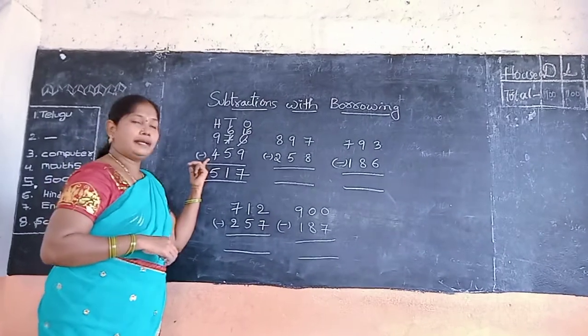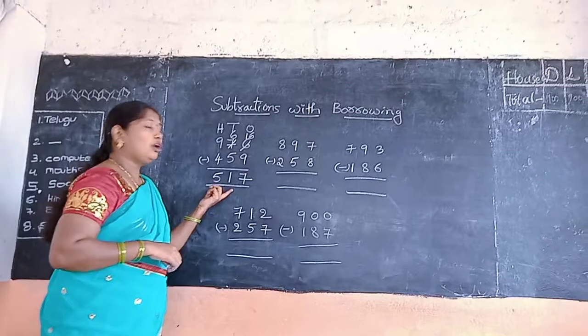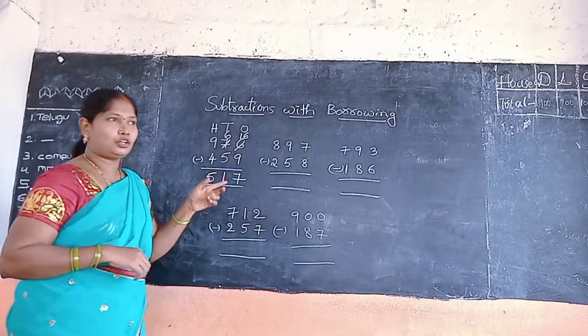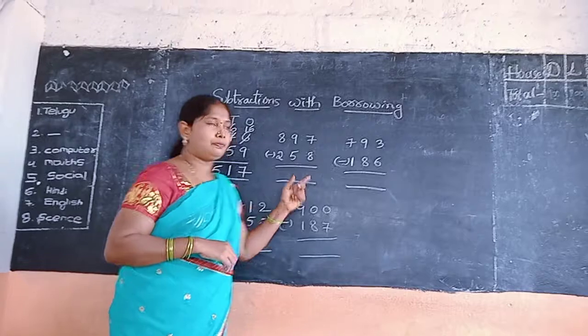976 minus 459 is equal to 517. Okay, first sum is completed. Now go to second one, a second example.